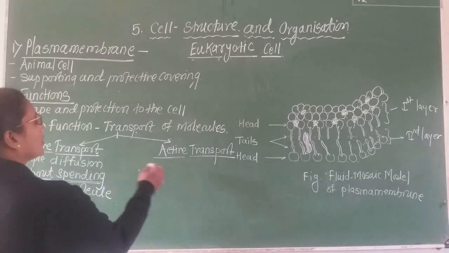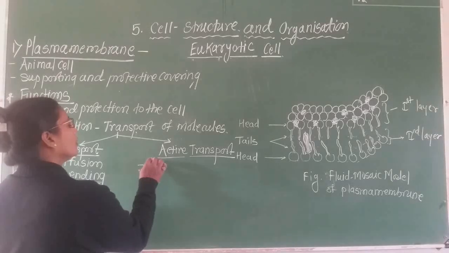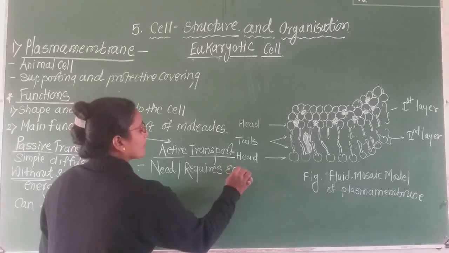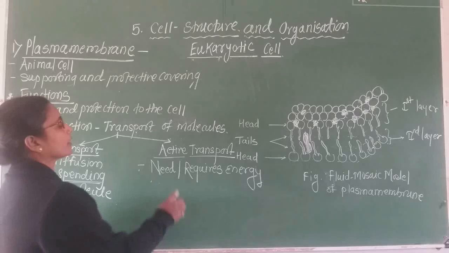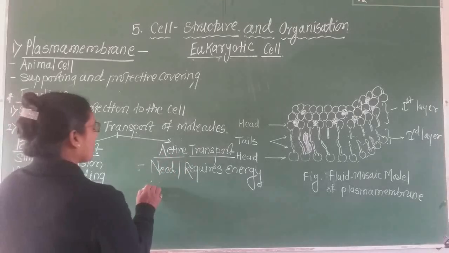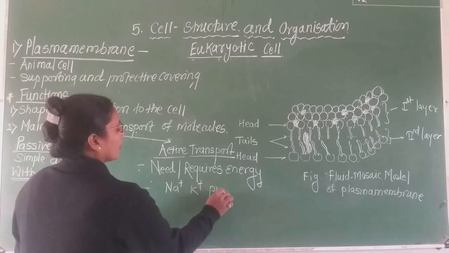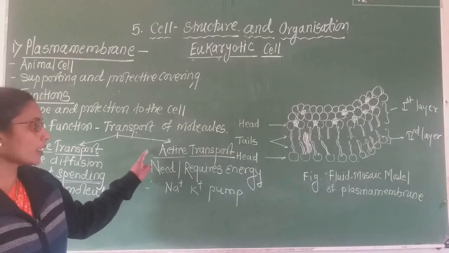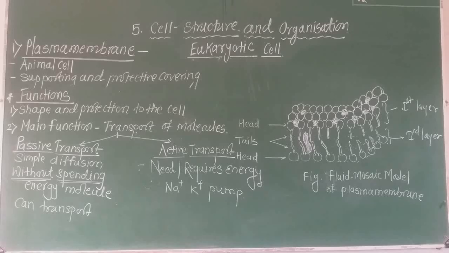In case of active transport, when there is transport of the molecule, these molecules require energy for the transport, and this type of transport is called active transport. For example, if you observe Na+ and K+, sodium and potassium ions, when these ions move across this membrane, they require energy, and such type of transport is called active transport. These are the two types of transport, passive transport and active transport, and by these methods a number of molecular movements take place in the plasma membrane.